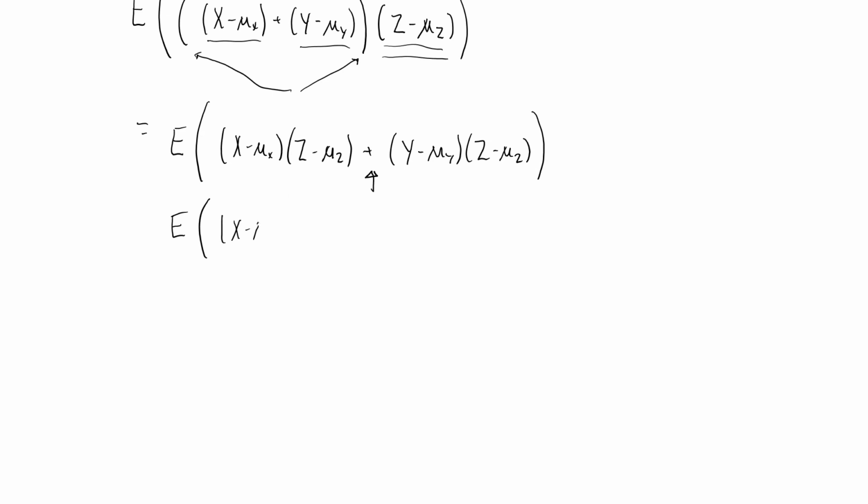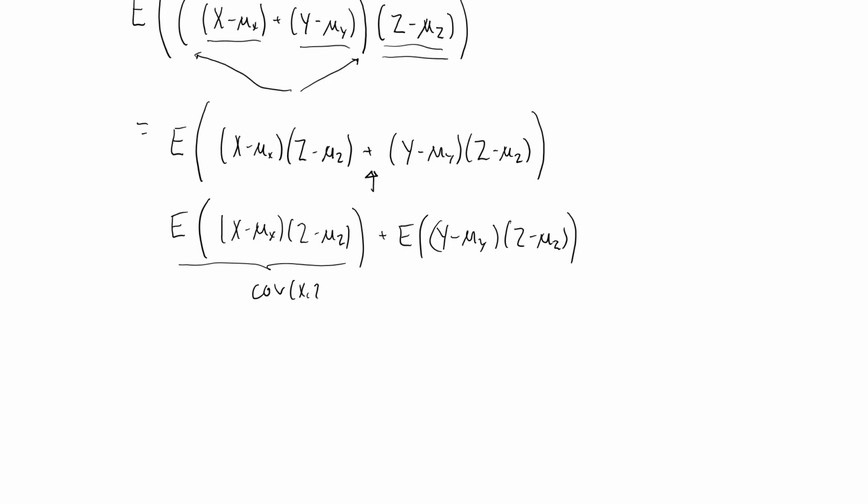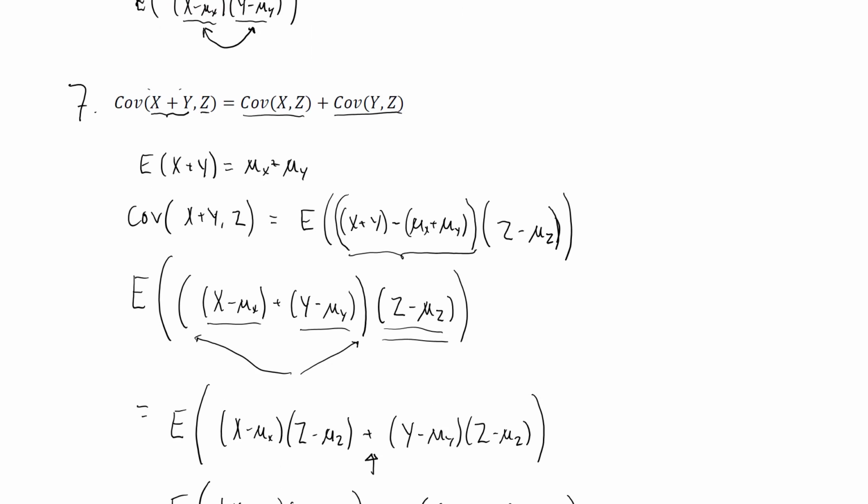Expected value of (X minus mu_x)(Z minus mu_z), plus expected value of (Y minus mu_y)(Z minus mu_z). This is the covariance of X and Z, and this is the covariance of Y and Z. So we have this result. It's easy to extend this result. If I have the covariance of a sum of 3 random variables on the left hand side, then I will get the sum of 3 covariances and so on.